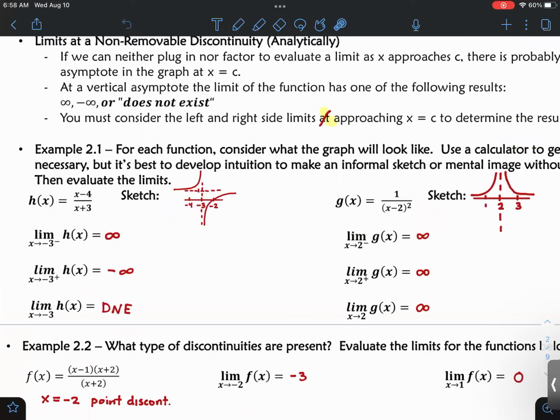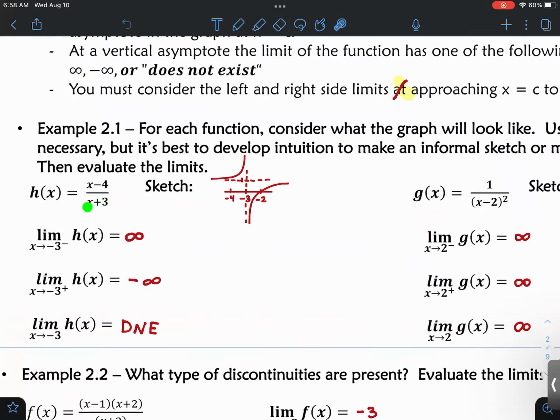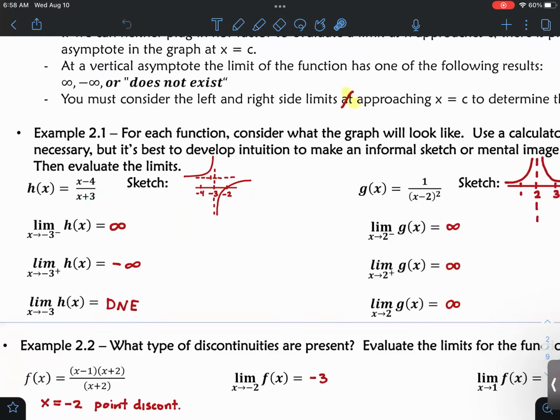First and foremost, we know that x equaling -3 is a problem in the denominator because that's where the denominator would go to 0. And that x plus 3 is not cancelable with anything in the numerator. So that right there is how we know there's an asymptote at -3, which you can see I drew in my sketch.